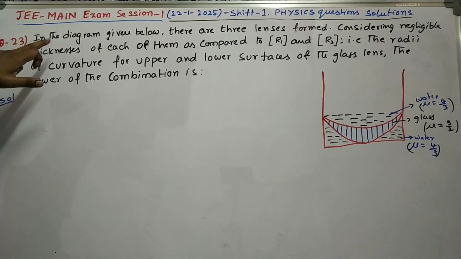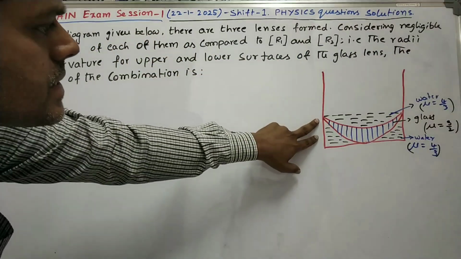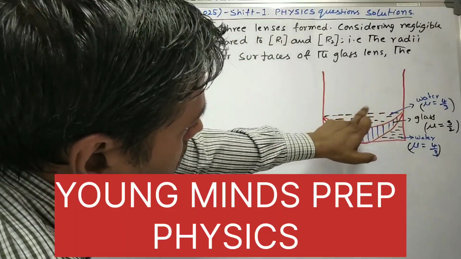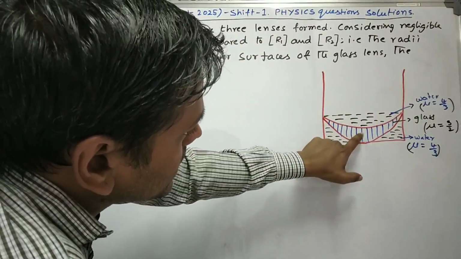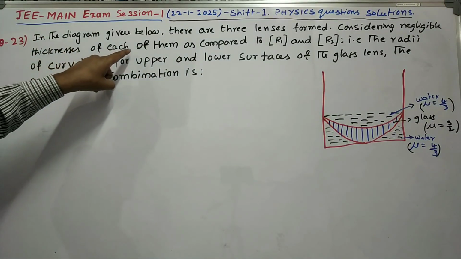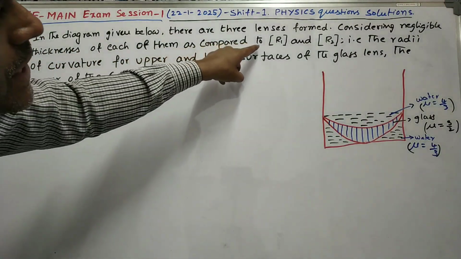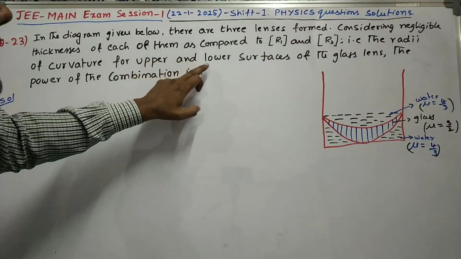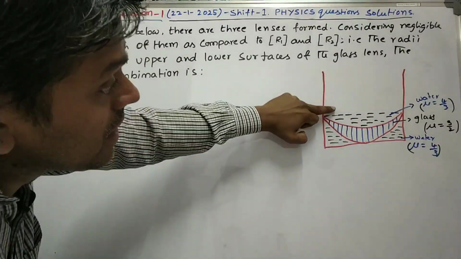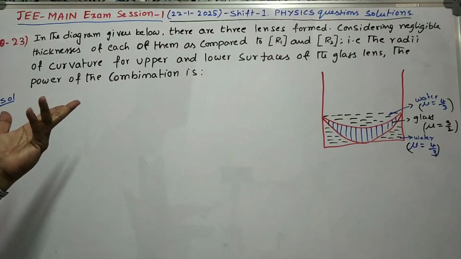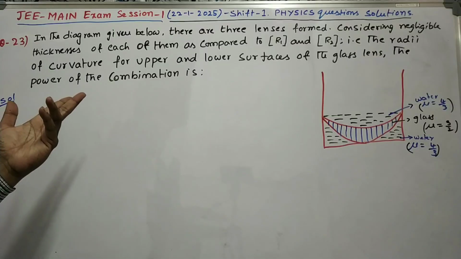The 23rd question: in the diagram given below, this is the diagram. There are three lenses formed. This is the first lens, this is the second lens, and this is the third lens. Considering the negligible thickness of each of them as compared to R1 and R2, which are the radii of curvature for the upper and lower surfaces. That means this is the upper surface and this is the lower surface. This thickness is negligible.